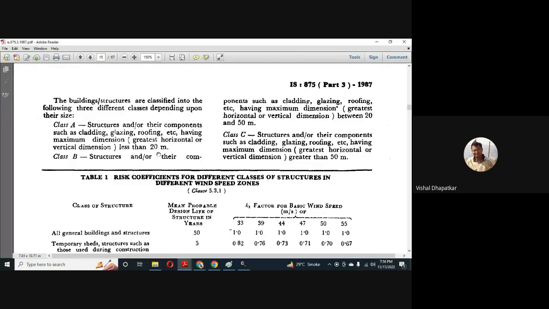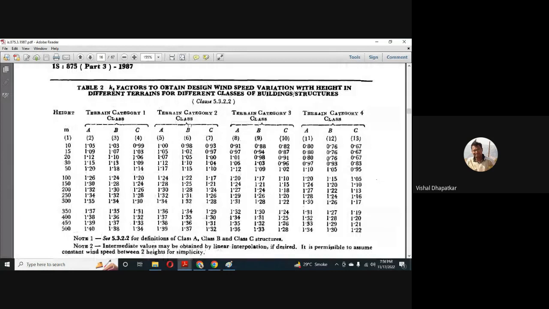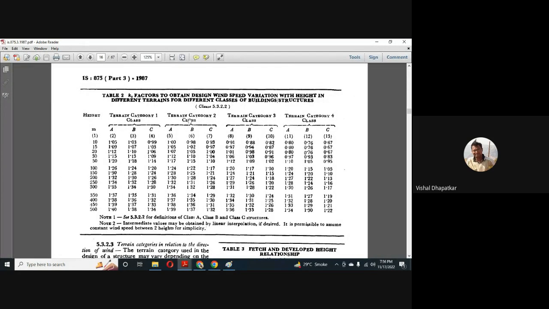Based on this, we can get the factor K2. Two conditions are there. First, we have to find the terrain category, and second, we have to find the class of the structure. The K2 factor is given in the code. For our structure in Pune, it is closely spaced structures or buildings, so we can consider terrain category 3. And since our structure is 9 meters by 30 meters by 12 meters, where 30 meters is the longitudinal length, 9 meters is the height, and 12 meters is the width, we are between 20 and 50 meters. That is class B. So terrain category 3, class B will be my coefficient for the K2 factor.